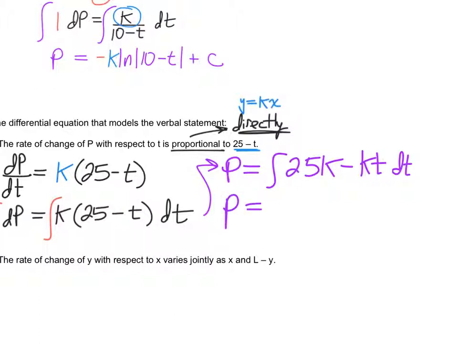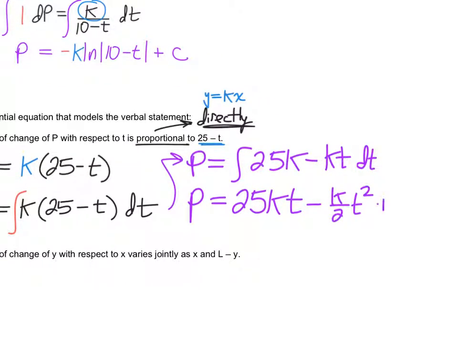So P would be equal to 25kt minus k over 2 t squared plus c. In both cases it was the reverse power rule. I'll just focus on the kt: increase the exponent by 1, divide by the new exponent. In the case of the 25k, as long as you train yourself to think of k as a constant, you're looking at 25k as the product of two constants. The antiderivative of a constant is the constant multiplied by the variable.